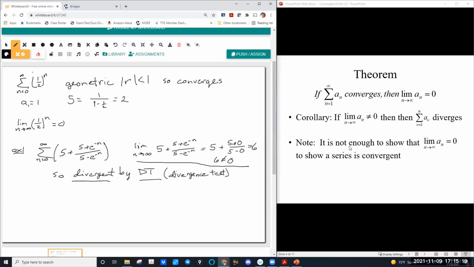Now here, this is very important. It is not enough to show that the sequence goes to 0 to show a series is convergent.